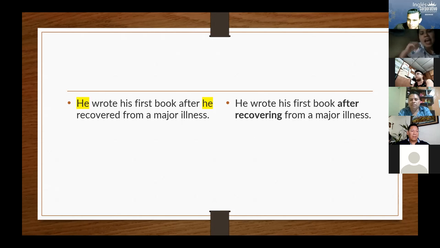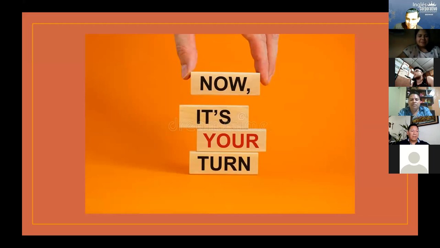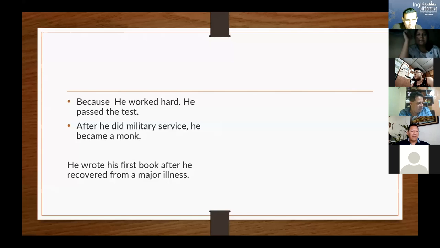We add the ing after the word after, exactly. After recovering from a major illness. Now it's your turn. I don't know if this is clear or if you want me to explain again. Okay, now it's your turn. We're going to reduce sentences. I'm going to give you some minutes to analyze these three sentences, and then you have to tell me if we can reduce or we can't.